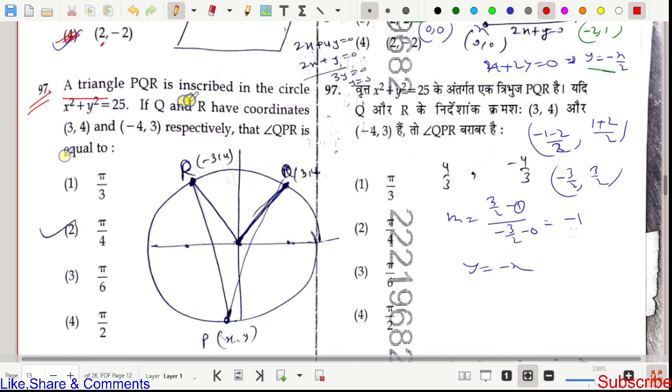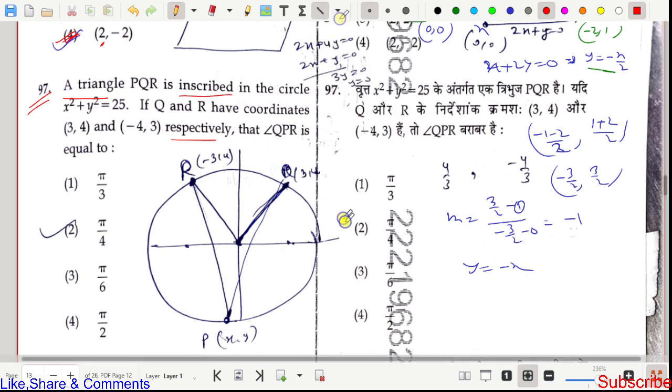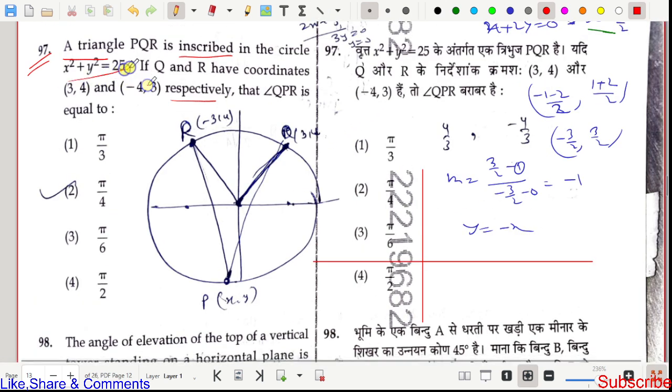A triangle PQR is inscribed in the circle x square plus y square equals 25. If Q and R have the coordinates 3, 4 and minus 4, 3 respectively, then find angle QPR. So let's try to visualize this diagram. This is the x-axis, y-axis. By seeing the equation of the circle, you can say this circle's center is the origin and its radius is 5. Okay, we are drawing a circle like this.